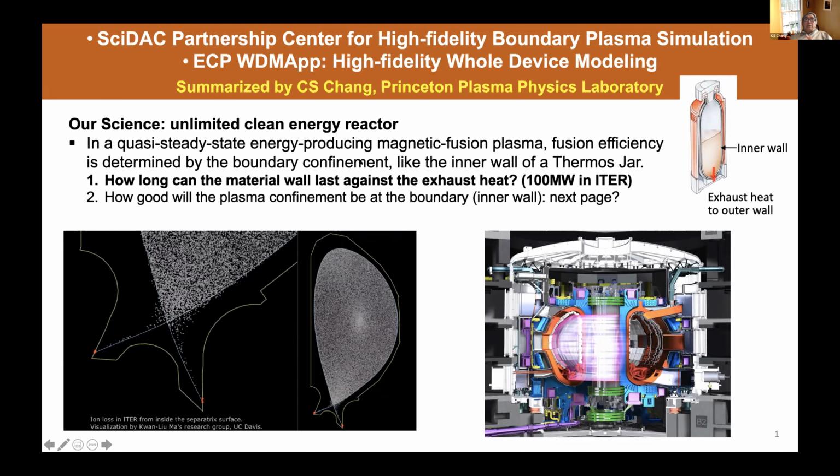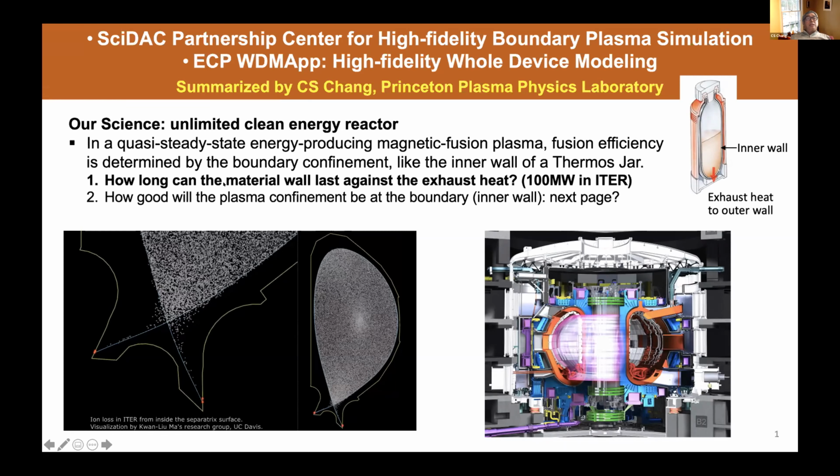In a quasi-steady-state energy-producing magnetic fusion plasma, fusion efficiency is determined basically by the boundary confinement, like the inner wall of a thermos jar. So I normally use this kind of figure. If you think about a thermos jar, you have an inner wall that's basically coated with silver or something to confine the heat the best way. But if the temperature is too hot, there is still heat going to the outer wall. That's the leak. The difference between the fusion reactor and a thermos jar is there is no heat source in a thermos jar. It just loses heat and cools down after several hours. In a fusion reactor, there's a heat source in here, so the temperature gradient is maintained by turbulence. That's important here.